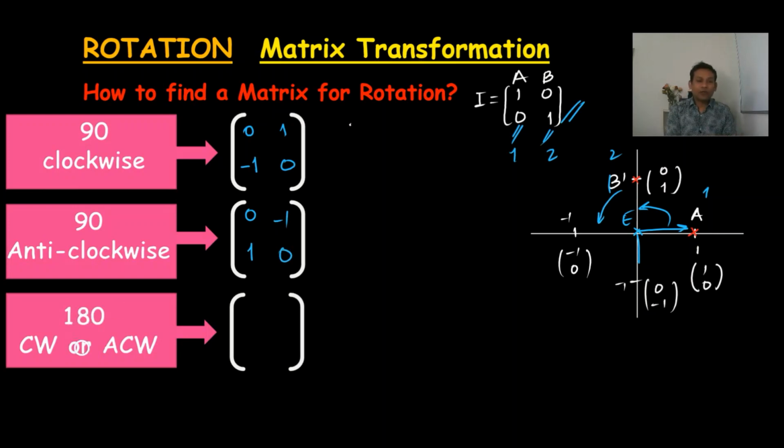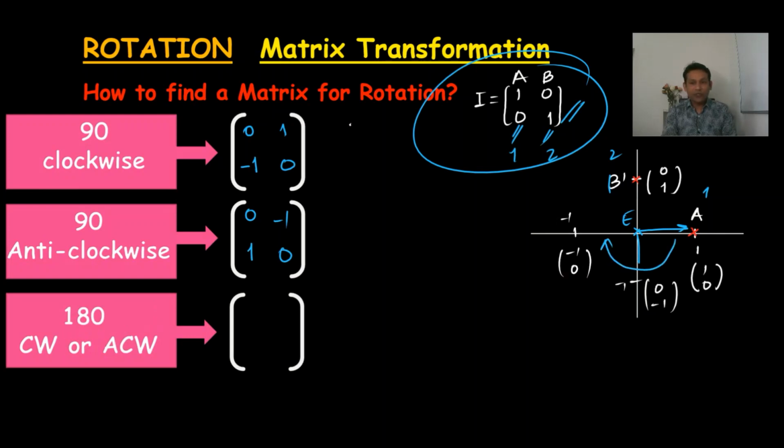Now for 180 degrees, clockwise or anti-clockwise, our first object is always our target. A is the first object, 1 0. Clockwise or anti-clockwise, this 1 0 will come here, which means minus 1 0. So the first A becomes minus 1 0. For the second, we use the B coordinate. When I move B 180 degrees clockwise or anti-clockwise, it comes to the same position, 0 and minus 1. So these are the three matrices, and we don't need to learn them by heart.